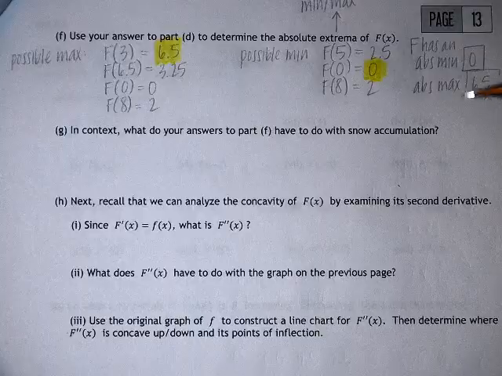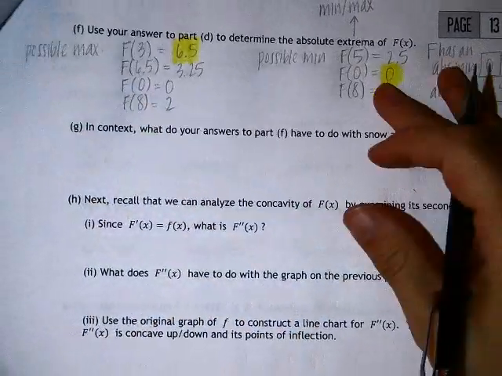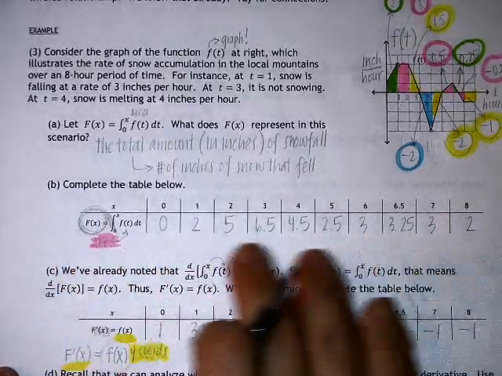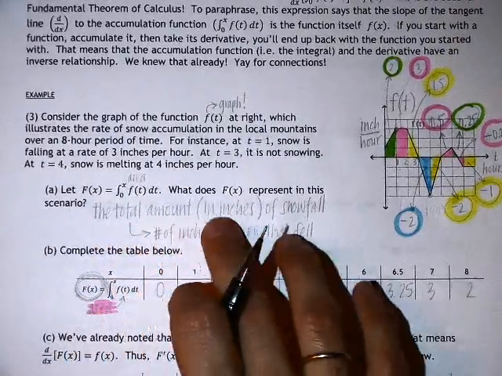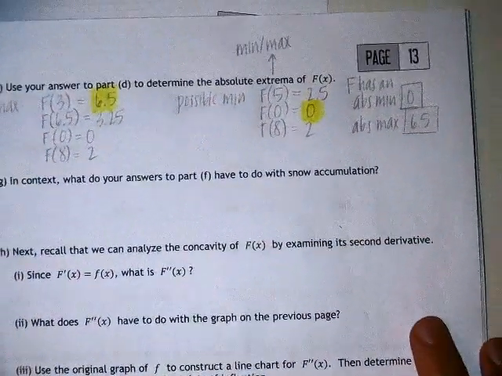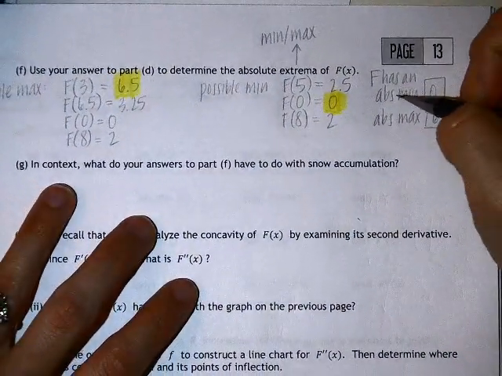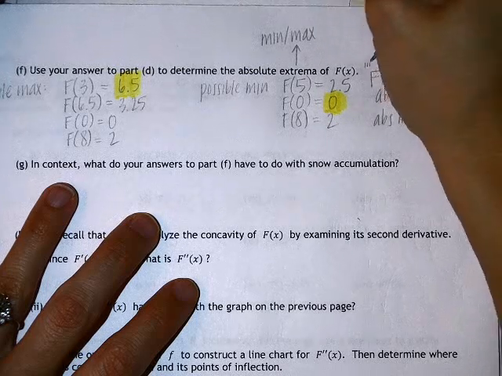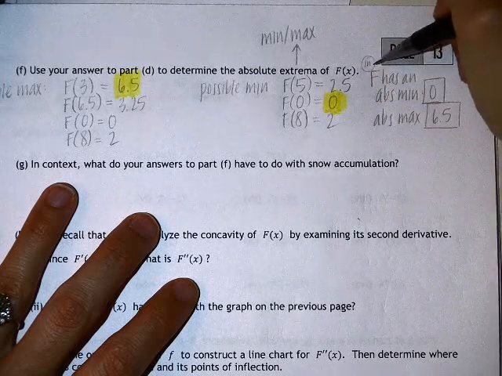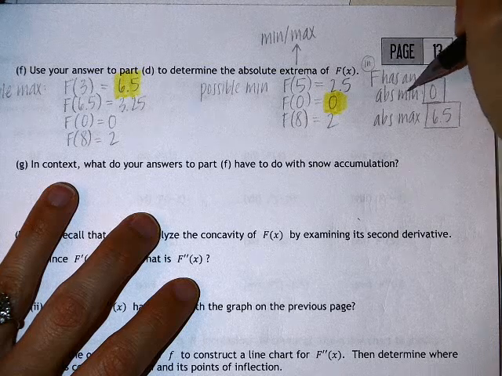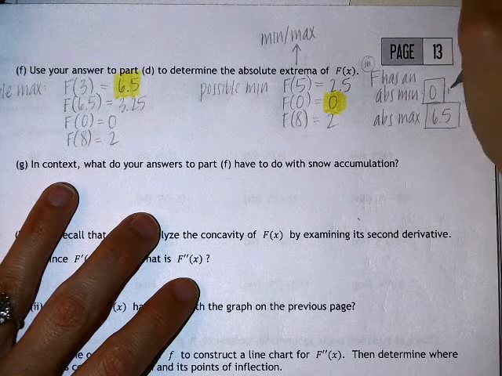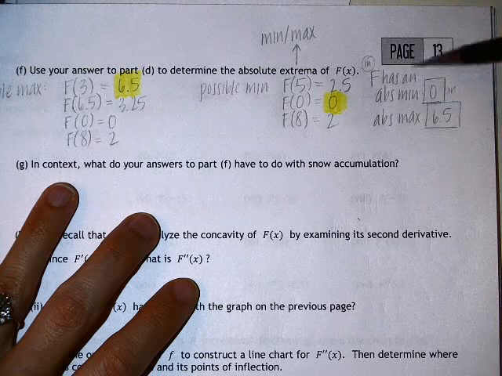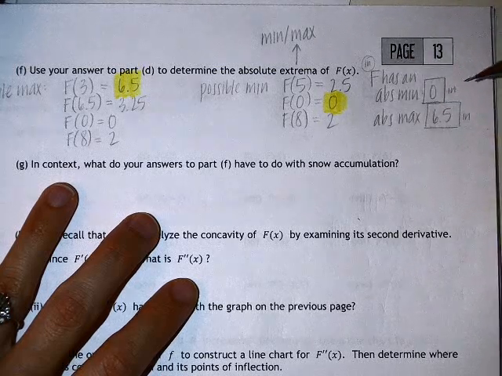Capital F has an absolute maximum of 6.5. So remember the idea that capital F was measured in inches? When I go back, I can remind myself that's what these areas represented, the total number of inches of snowfall. Let's think about that again in context. If capital F is a number of inches, then the number of inches is at an absolute minimum at 0 inches, and at an absolute maximum when it's 6.5 inches.